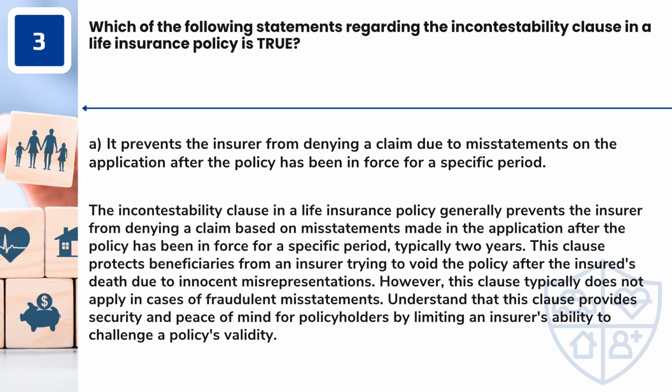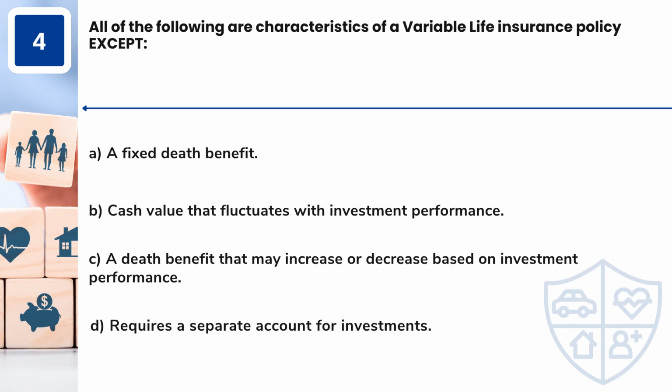Question 4. All of the following are characteristics of a variable life insurance policy except A. A fixed death benefit. B. Cash value that fluctuates with investment performance. C. A death benefit that may increase or decrease based on investment performance. D. Requires a separate account for investments.